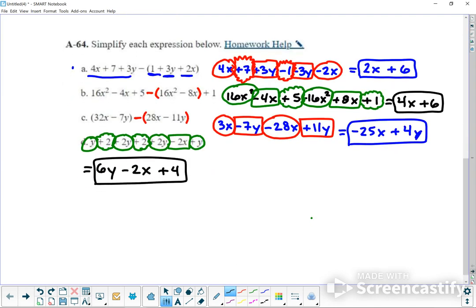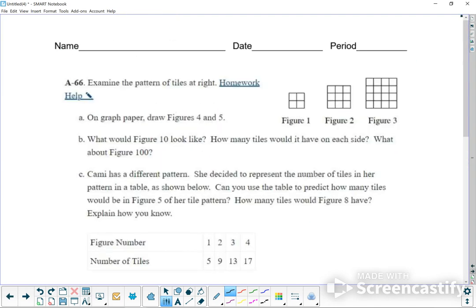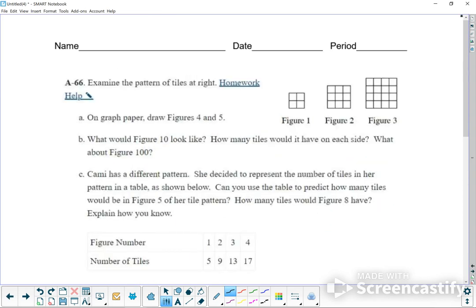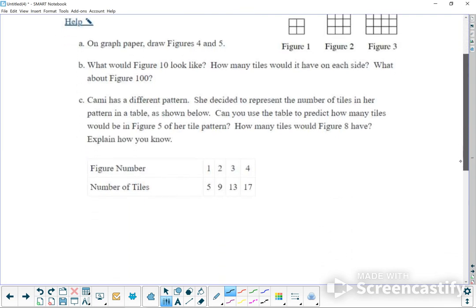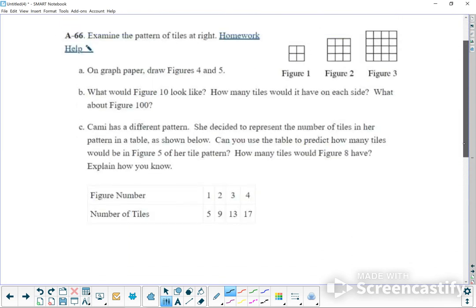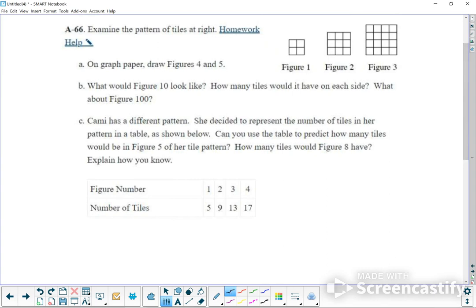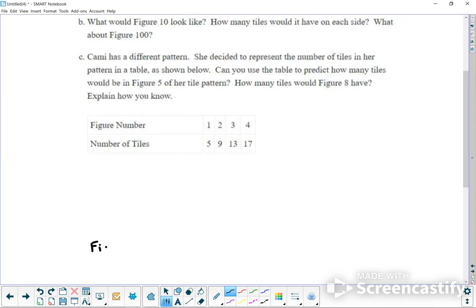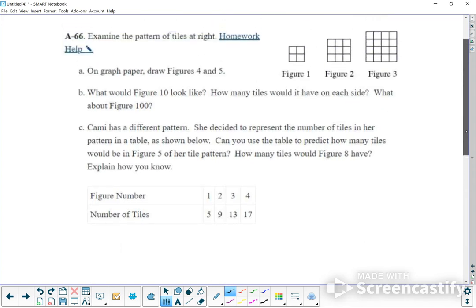Okay, let's look at the back side. Oof, number 66. On graph paper, draw figure 4 and 5. Okay. Oh, that is the last one. So I'll do it down here. Okay. So figure 4 and figure 5. Okay, now I need to figure out what's going on.